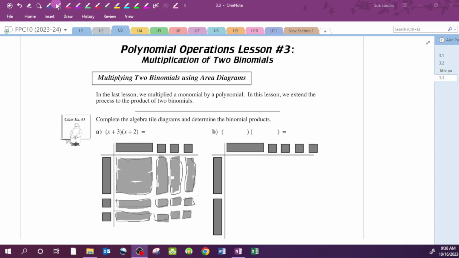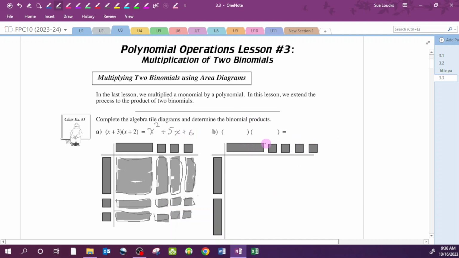So now we're going to look at what was our result. We multiplied x plus 3, that's across the top, by x plus 2. And the result is, if we look in the middle, we got an x squared, and we got 1, 2, 3, 4, 5 x's, and we got 6 ones. So there's our result.